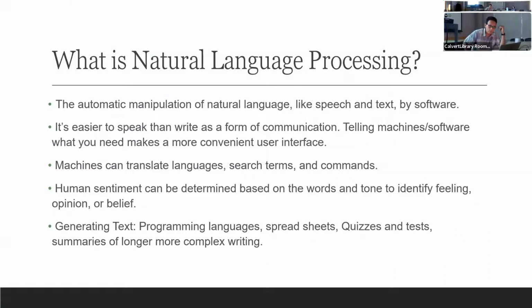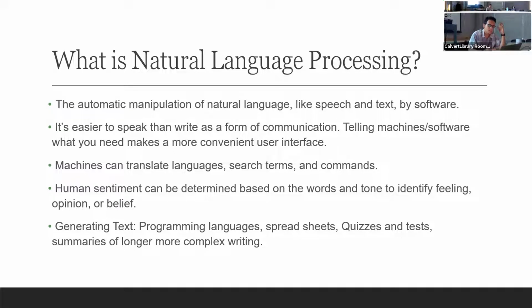So what is natural language processing? It's a manipulation of language, speech, text by using software. The main purpose of it is you can communicate speaking much easier than you can writing. It's much faster. Your mind can process the thought and get it out faster than you can writing or doing some other form of communication. So being able to tell a machine or software what you need to do or what you want to know about is a really quick and easy user interface. So that's why it's such a big topic nowadays.